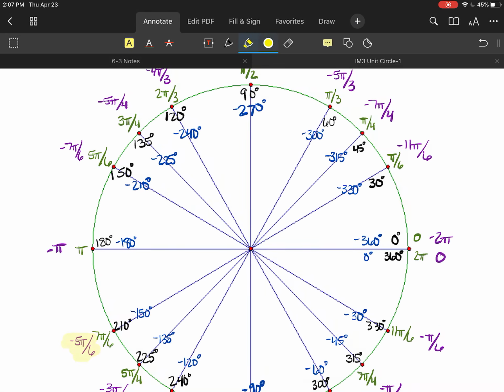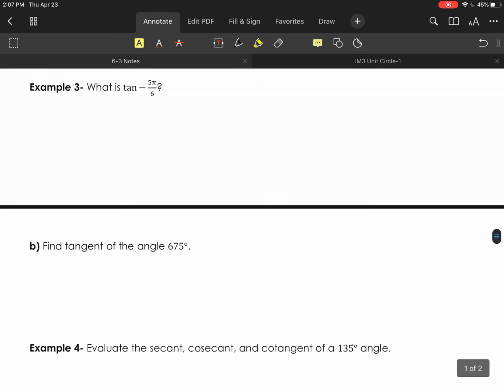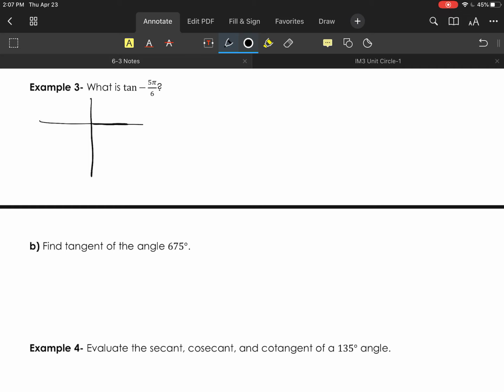Let me erase the previous highlight. Here is negative 5 pi over 6. Okay, so really you can think of it as a negative 150 degree angle, if that helps. So I'm going to draw that on the notes so that we see what it looks like. So here's my negative 5 pi over 6 angle. And we just said that was about a negative 150 degree angle, if the degrees make more sense. Oops, not 15 degrees, 150 degrees.